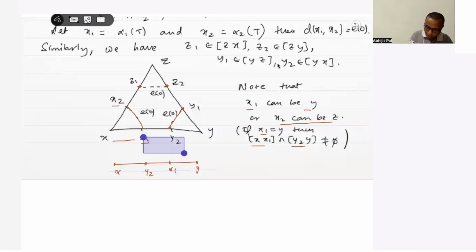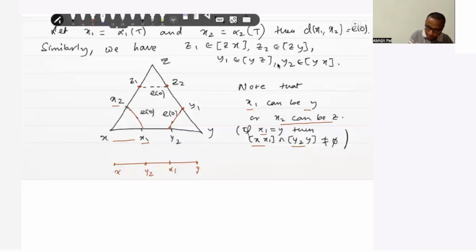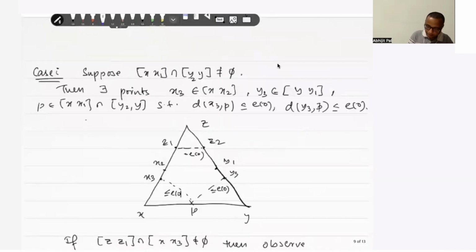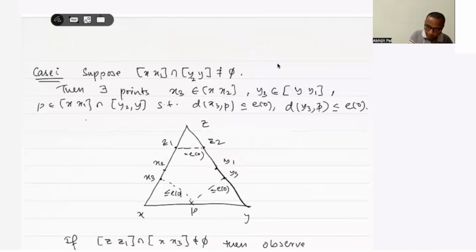So this x1, it will come here. And we have now, there exist points x3 in the geodesic xx2 and y3 in the geodesic yy1, and a point P in this intersection of these two geodesics, such that the distance of x3p is less than or equal to E naught and the distance of y3p is less than or equal to E naught.